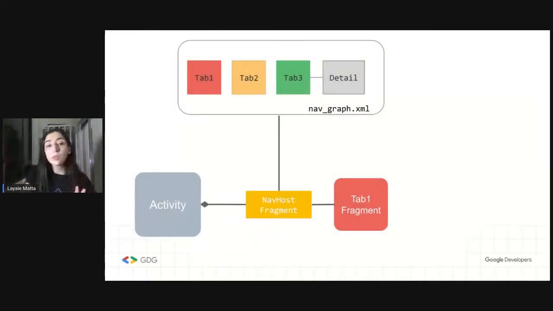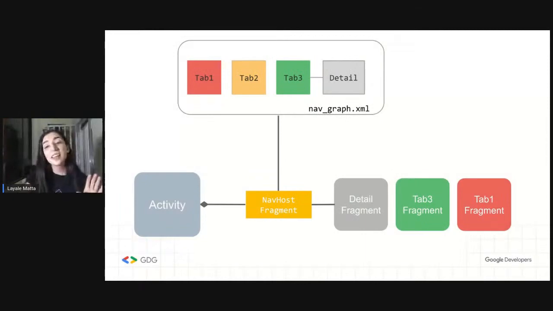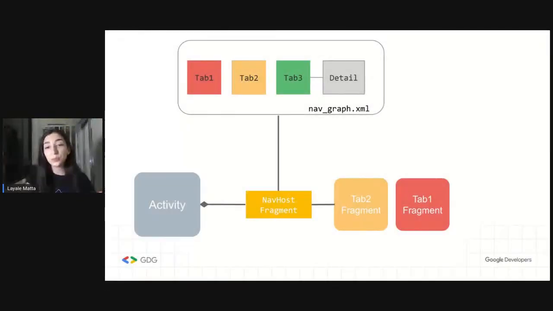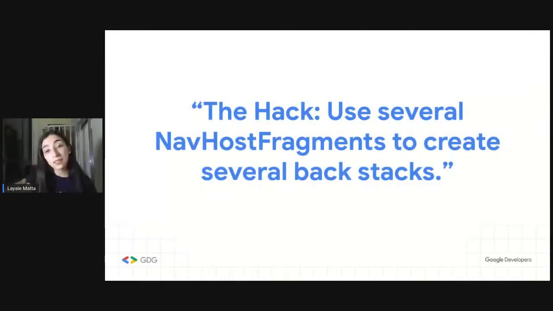Now, when we first open our activity, we have our tab 1 that is there in the backstack. We click on tab 3 and tab 1 will be behind tab 3. We click on details and the same happens. It's added to the backstack. But when we click on tab 2, we have lost details and tab 3. We have lost the 2 fragments. And this is why, because we don't support multiple backstacks.